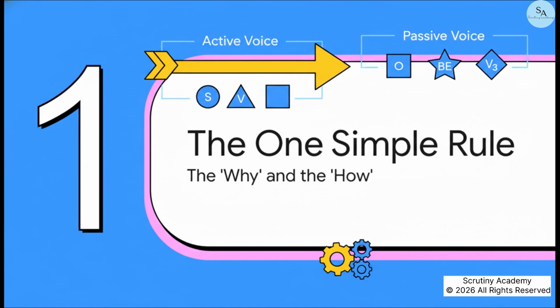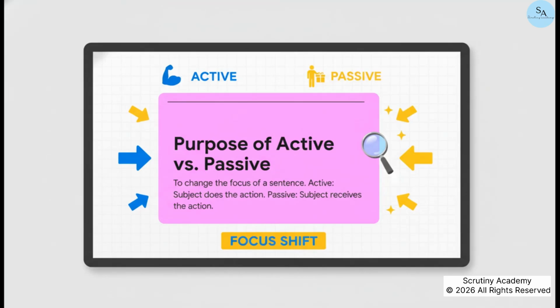Before we even get to the rule, let's quickly understand why we even have active and passive voice. What's the point? You know, it's actually all about focus. Think of it like a camera. In the active voice, the camera is on the person doing the action. They're the star of the show. But in the passive voice, we shift the camera's focus onto the person or thing that is receiving the action. Same story, just a different hero.